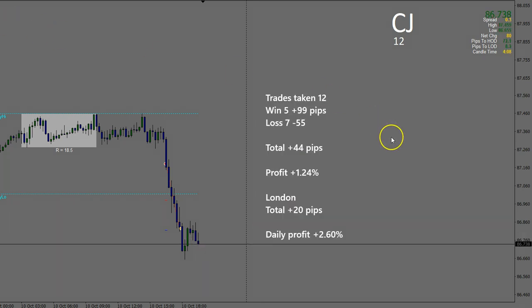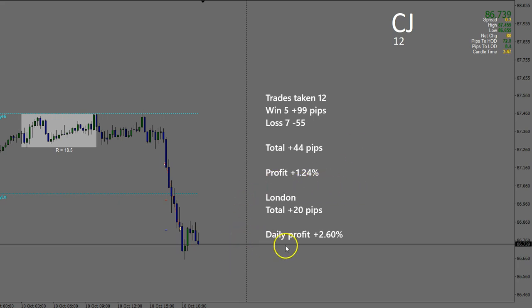And so, summing everything up, pips taken, profits, losses, everything else, you can see that through New York, the trades I took was 12. I won 5 of those trades, giving me 99 pips. I lost 7 of those trades, losing me 55 pips. Giving me a total of 44 pips for the New York session and a profit of 1.24%.